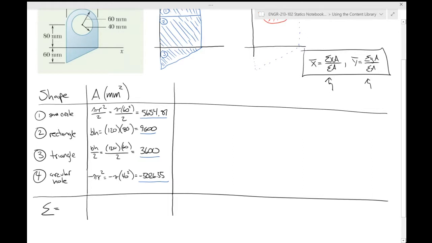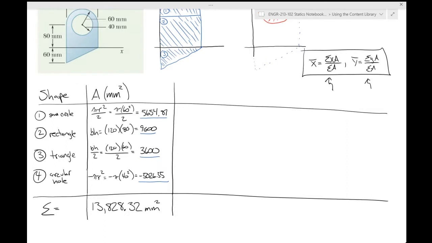Somebody give me an answer here. We'll say 2 decimal places. Making sure everybody's awake this Monday afternoon. All right, 13,828.32. That's what I got. And maybe we'll go ahead and put the units there, square millimeters. And again, don't forget when you're doing this that the circular hole has a negative area.